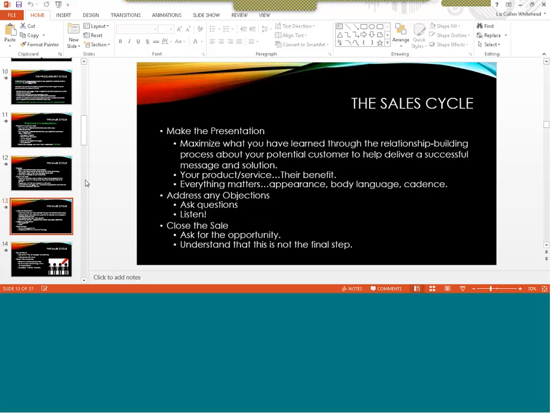Closing the sale, and I put sale in quotes, is to ask for the opportunity, because this is not the final step. So closing the sale in this case may be asking the supplier diversity person to introduce you to the next person. It may be asking who the decision makers are. It may be asking who the Tier 1 supplier is. So you want to make sure that you close off your first presentation, your first opportunity, with asking for the next opportunity.